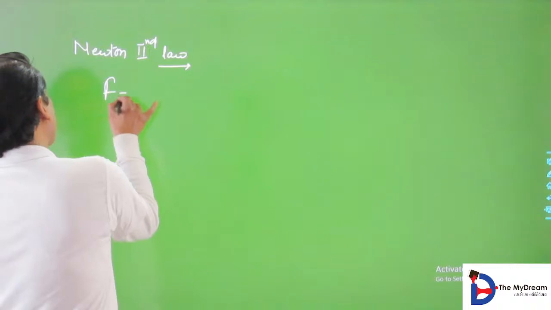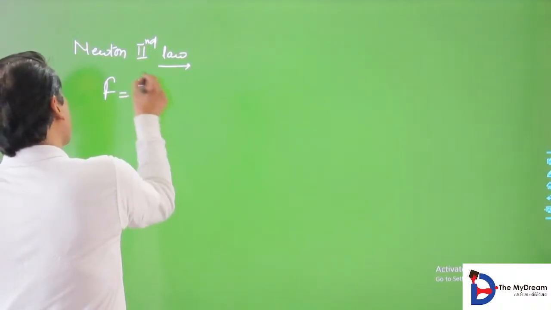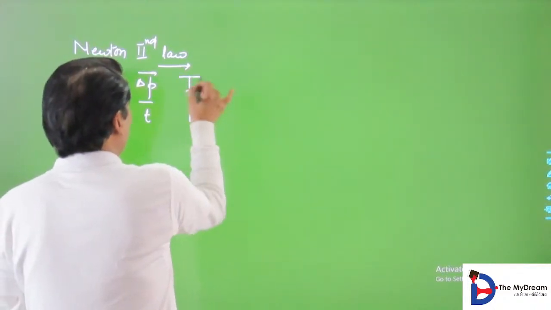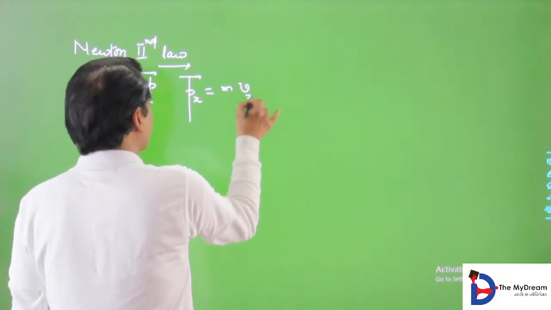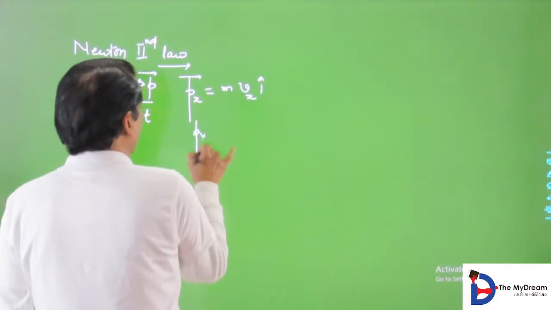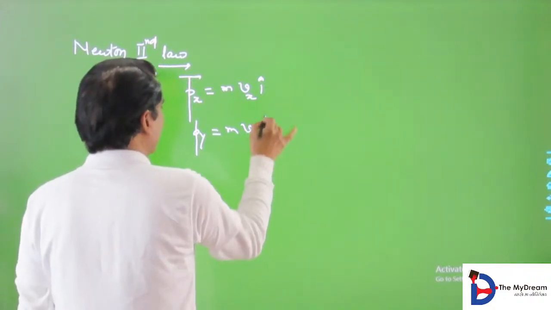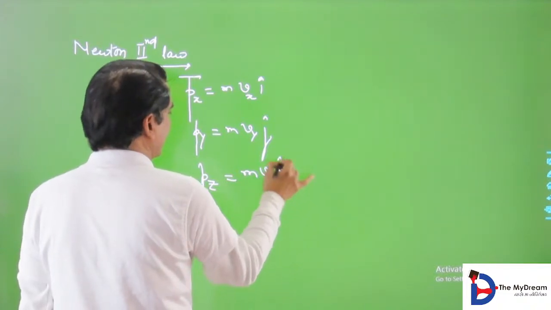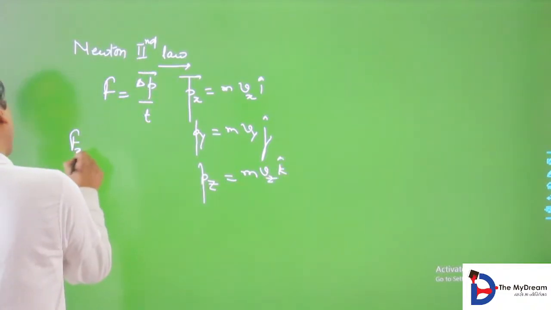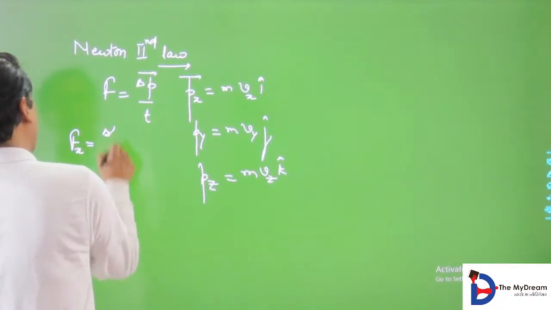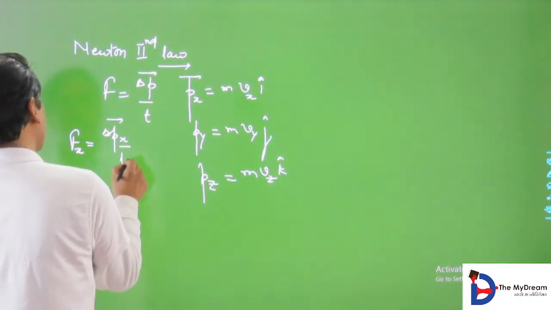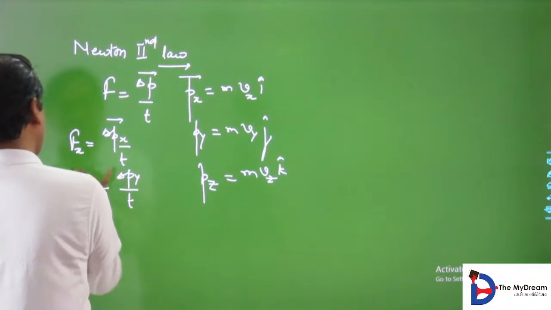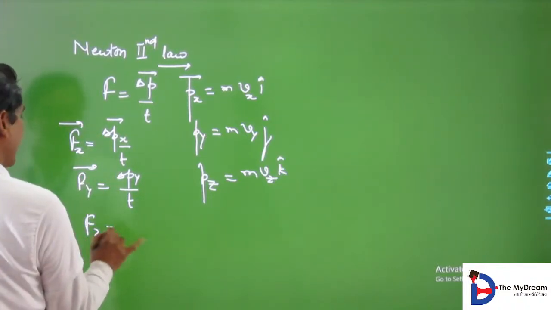Now according to this, the rate of change in momentum gives force, and momentum on the x-axis is given by m vx, on the y-axis m vy, on the z-axis m vz. So Fx, that is delta px, Fy delta py, Fz delta pz.